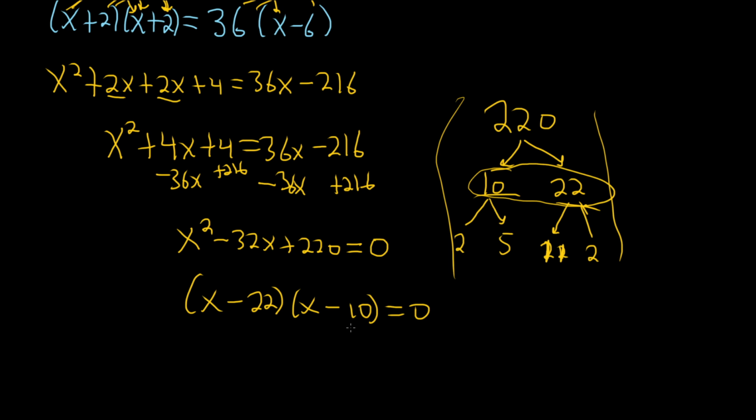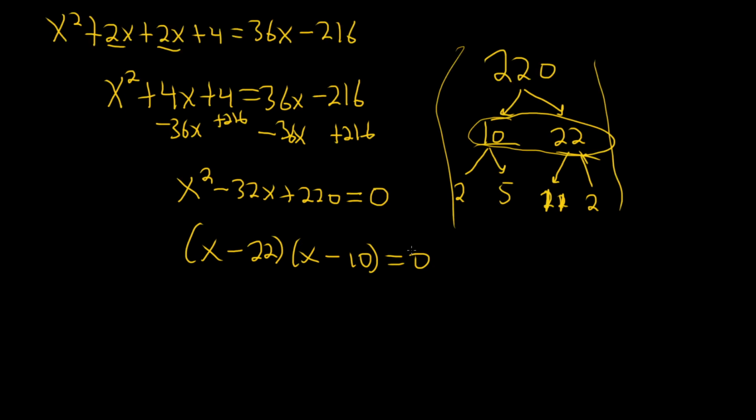If you don't do a lot of factoring, maybe you're a little bit rusty, so that's okay. Eventually you figure it out. Just take the time you need to go through it. You have a product equal to 0, so you set each factor equal to 0. So x equals 22 and x equals 10.